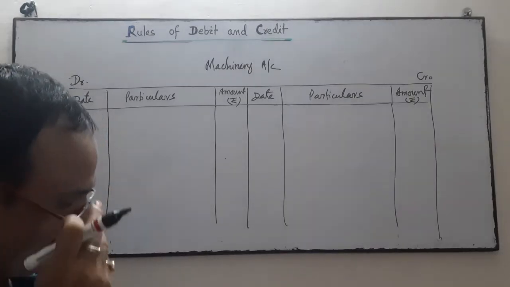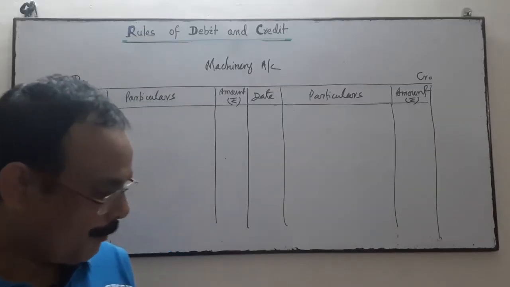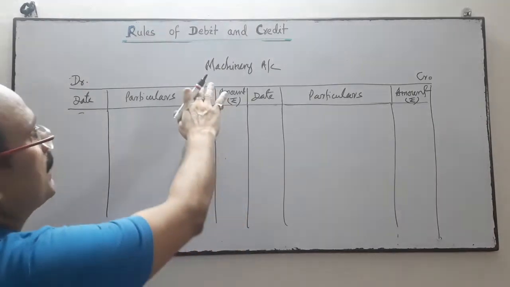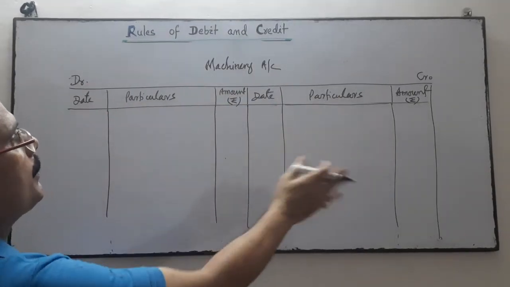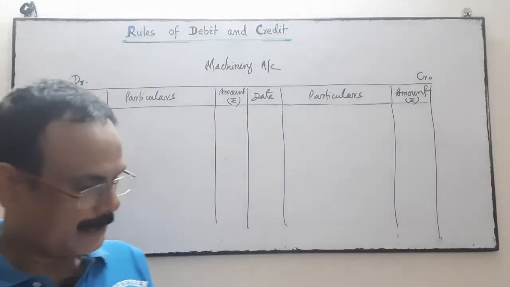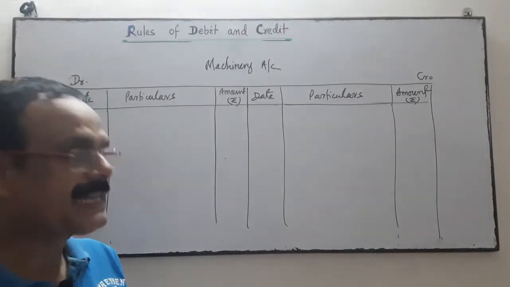Now the next question. I have opened the T-account of machinery account. Date, particular, amount, date, particular, amount. This side is for debit, this side is for credit. Write the following on the proper side. So the first one is purchased machinery.